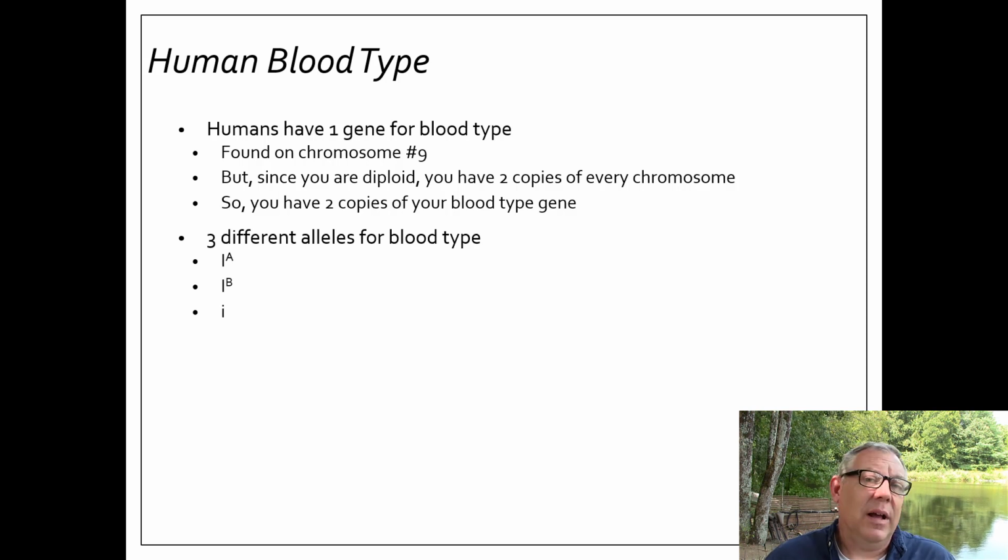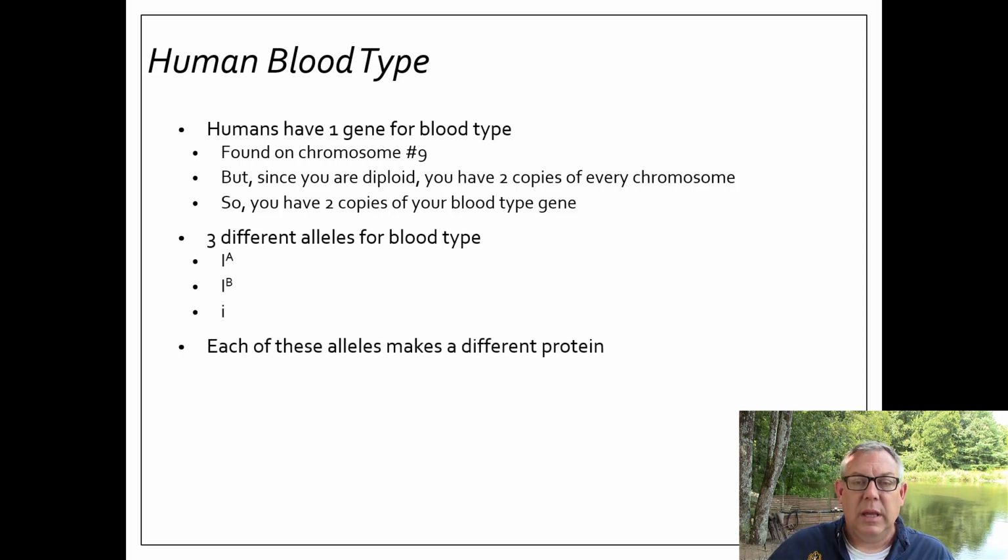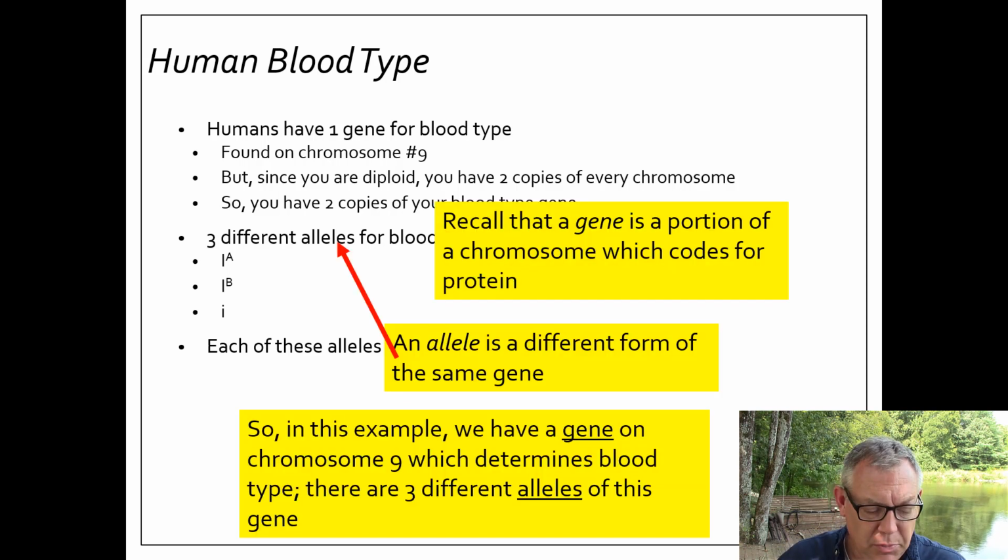And we have 3 different alleles for blood type. And this is how we write them. In different situations, we write the alleles in different ways, but this is the common way to write the alleles for blood type. You've got a capital I with a subscript A, that's for the A blood type. A capital I with the subscript B, for B blood type, and then a lowercase i. And each of those alleles makes a different protein, and that's ultimately going to determine your blood type.